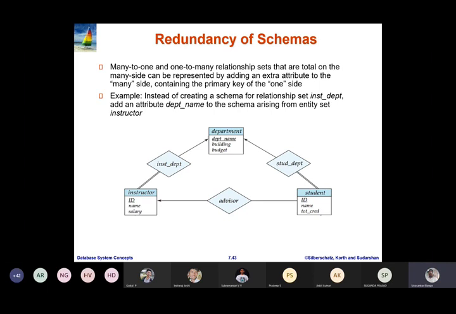So instead of creating a separate relation, student department. What is meant by student department? Student department is a relationship set which contains the primary key of the participating entities. It should contain ID, department name. So instead of creating a separate relationship set student department, we are going to add the extra attribute to the many side containing the primary key of the one side. This is how we represent a relationship.